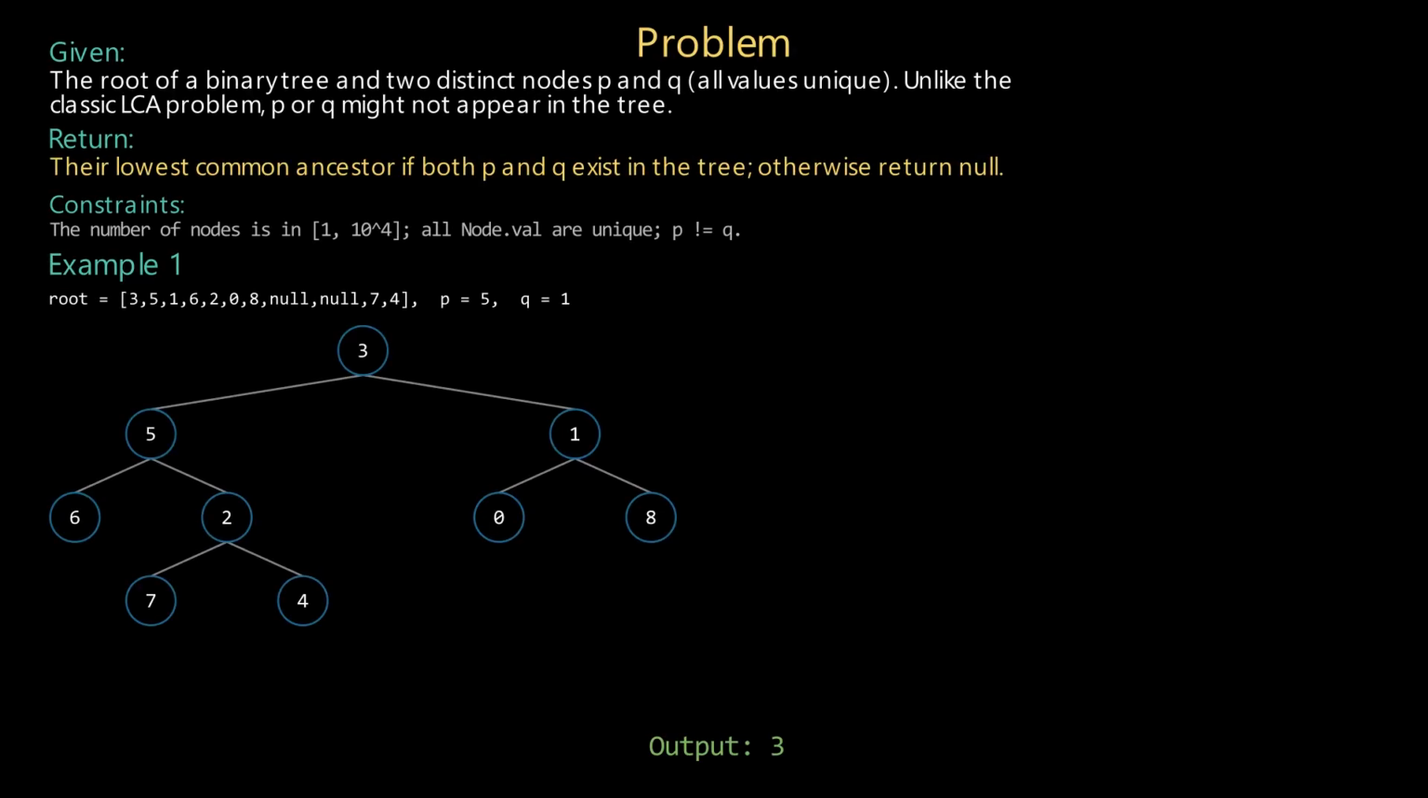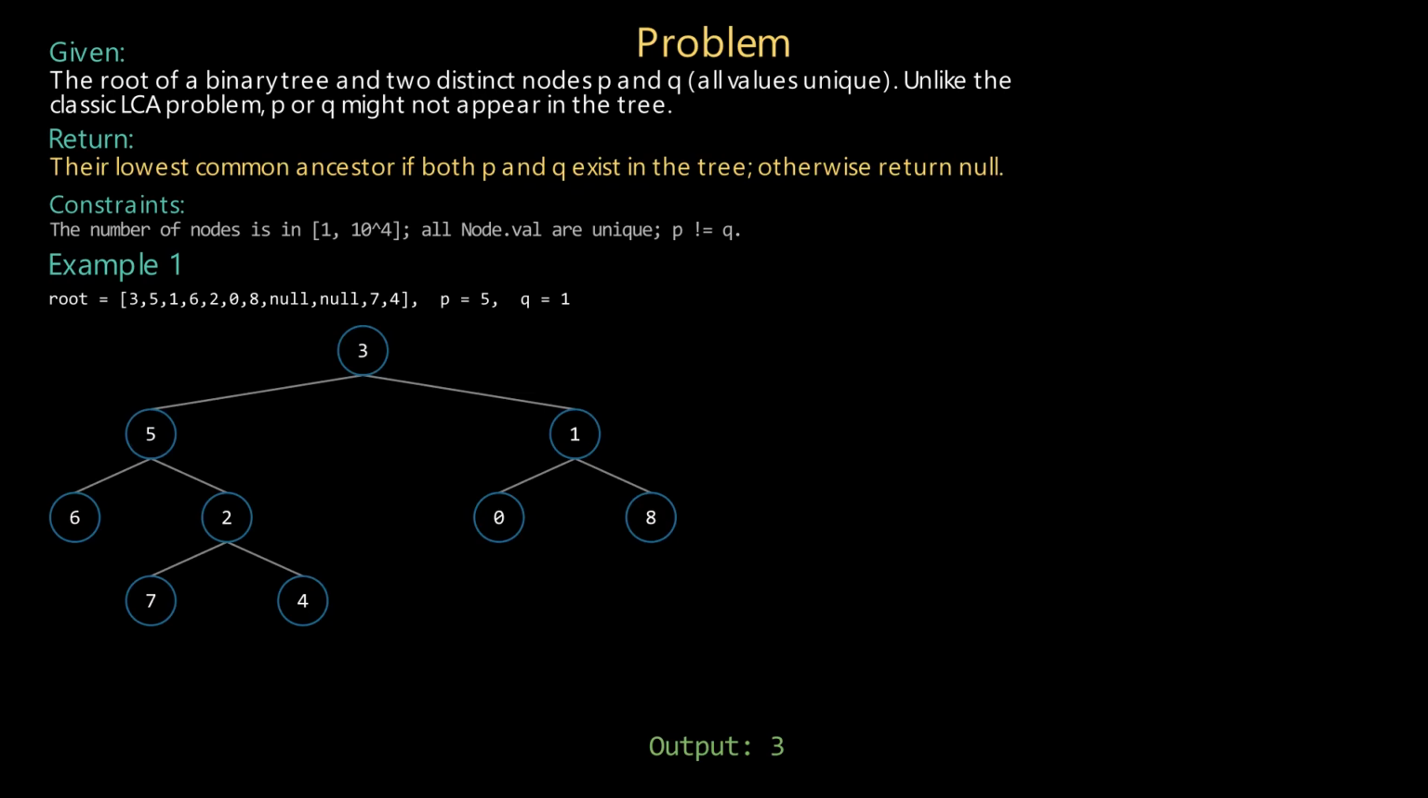Given the root of a binary tree and two distinct nodes P and Q, with unique values. The twist versus the usual LCA problem: P or Q might not exist in the tree. Return their lowest common ancestor only when both appear, otherwise return null. Constraints: up to 10 to the fourth nodes, unique values, and P is not Q.